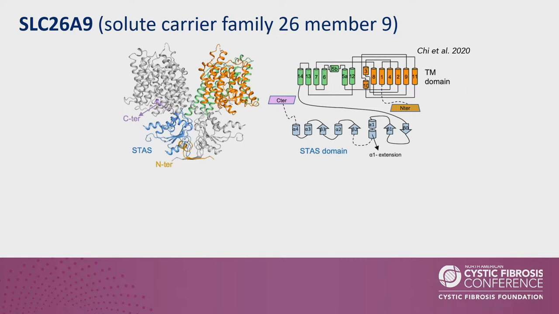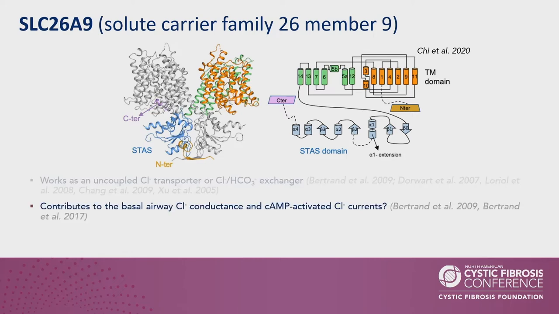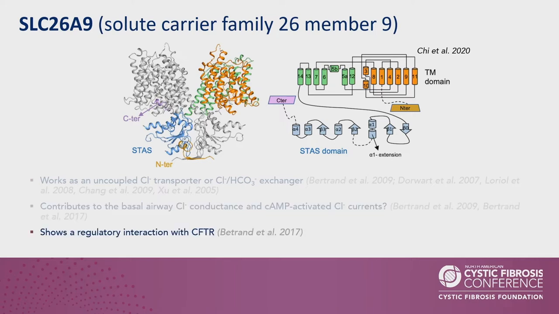So as most of you in the audience might know, SLC-26A9 is expressed very highly in the lungs, also in other tissues such as the stomach. And it has been shown to work as an uncoupled chloride transporter as well as a bicarbonate and chloride exchanger in different systems. It is constitutively active and has been proposed to contribute to the basal airway chloride conductance as well as potentially the cyclic AMP activated chloride currents in the airways.